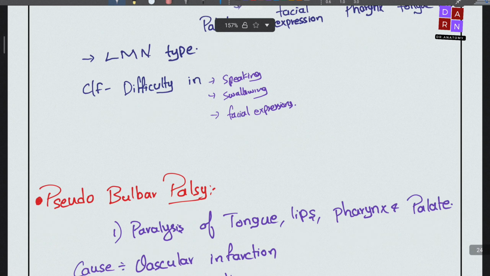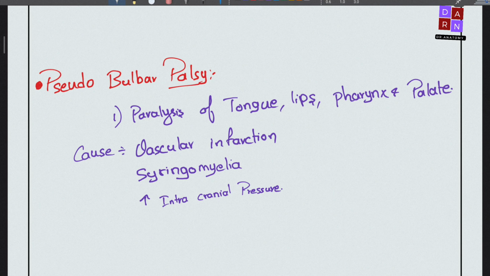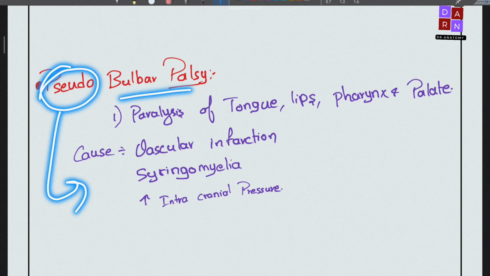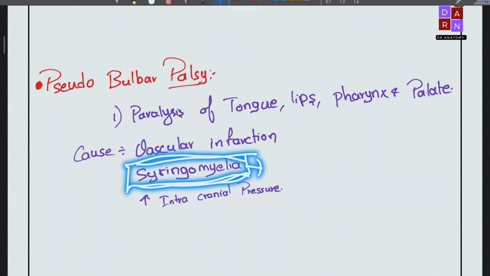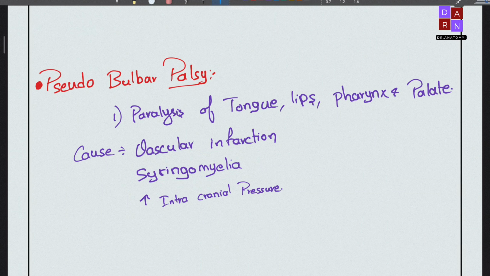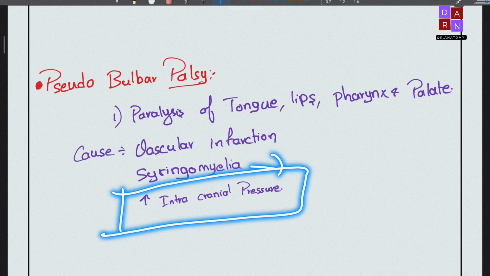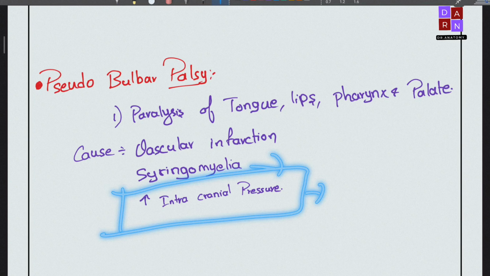Okay. Next, we are going to discuss pseudobulbar paralysis of tongue, lips, pharynx, and palate. By the name itself, it is telling pseudo. Pseudo means something different from bulbar palsy. Bulbar palsy is direct, because of nerve weakness to those muscles. Pseudobulbar palsy is because of vascular infarction, and syringomyelia. I had discussed syringomyelia in detail in the spinal cord topic, just go through it, and increased intracranial pressure. So these are the causes of pseudobulbar palsy.